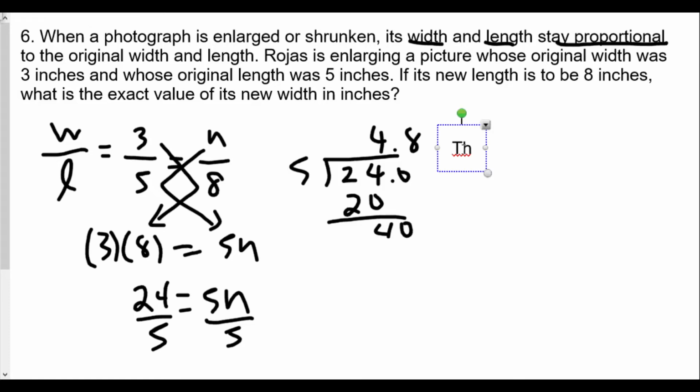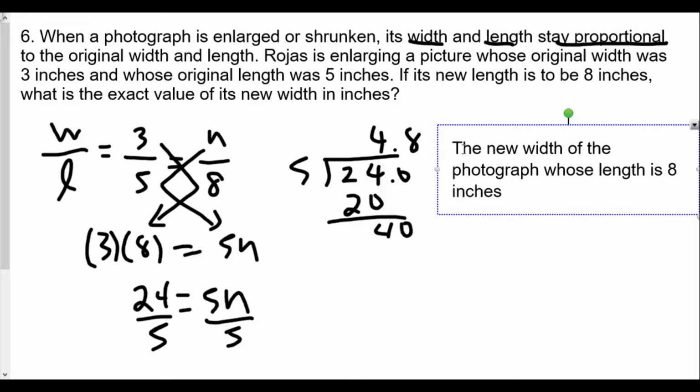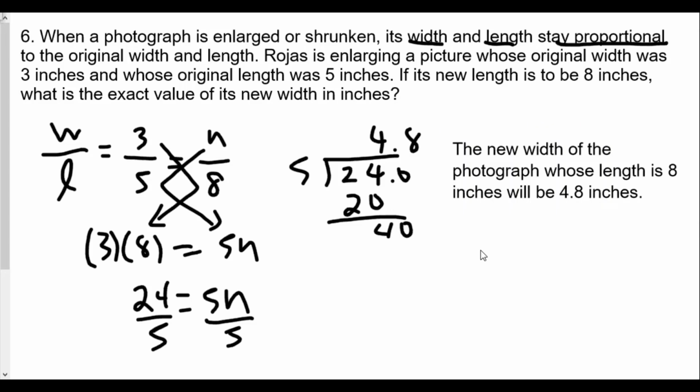So we would say the new width of the photograph whose length is 8 inches will be 4.8 inches. Okay, so the width of the photograph will be 4.8 inches. So again, we'll give a proper interpretation of what the number represents. So we're not just solving, we want to be able to give a description of what our number is going to give.